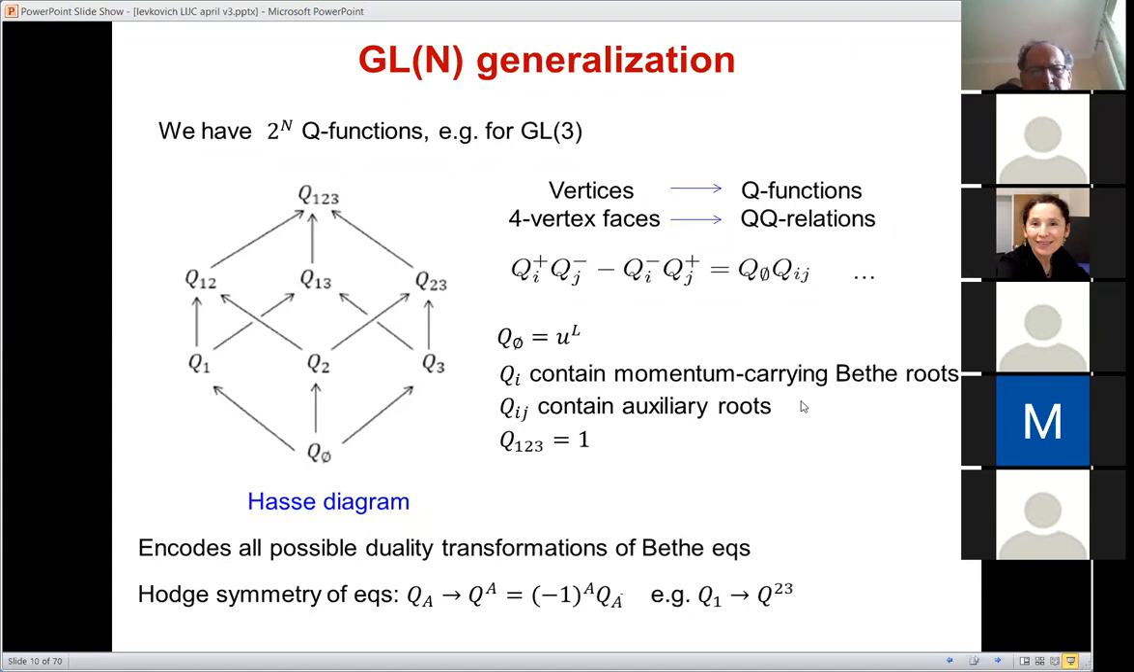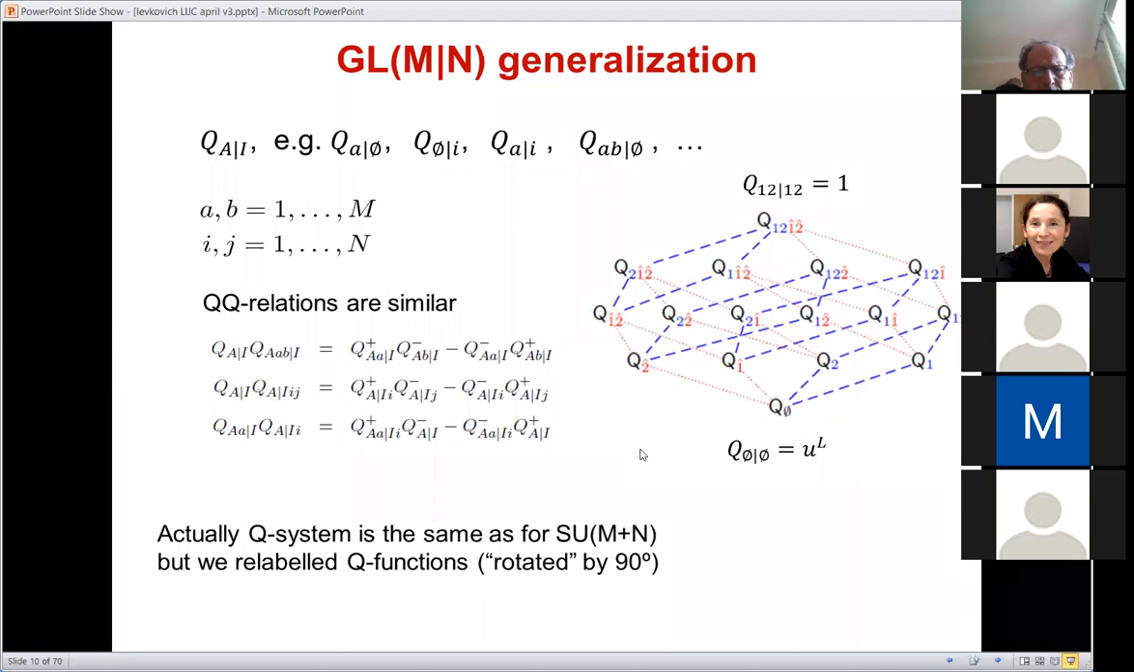All right. So that's how it generalizes to GL(N). And then, of course, it generalizes also to super spin chains, so based on symmetry GL(M|N). Now the difference is that we have Q functions labeled a bit differently. We separate the bosonic and fermionic indices. So then we would have, for example, Q_{A|∅}, where A goes from 1 to M, and Q_{∅|I}, where I goes from 1 to N, and then it's also allowed to have all possible combinations, like Q_{Aa|AB}, and so on.